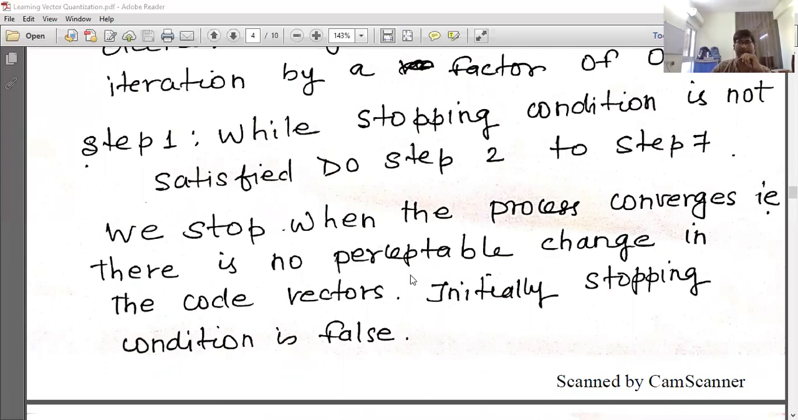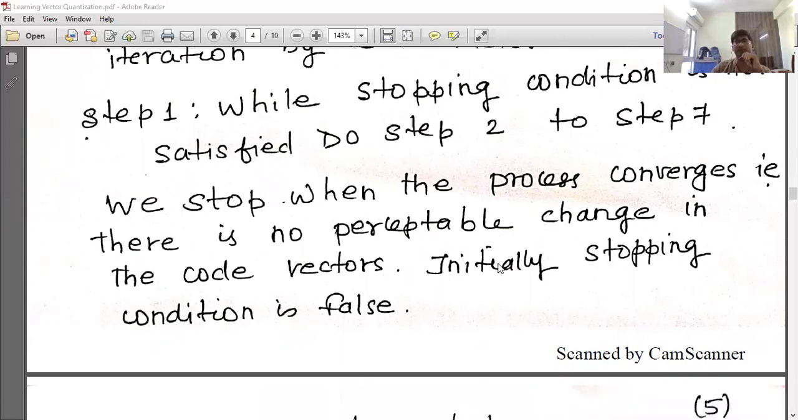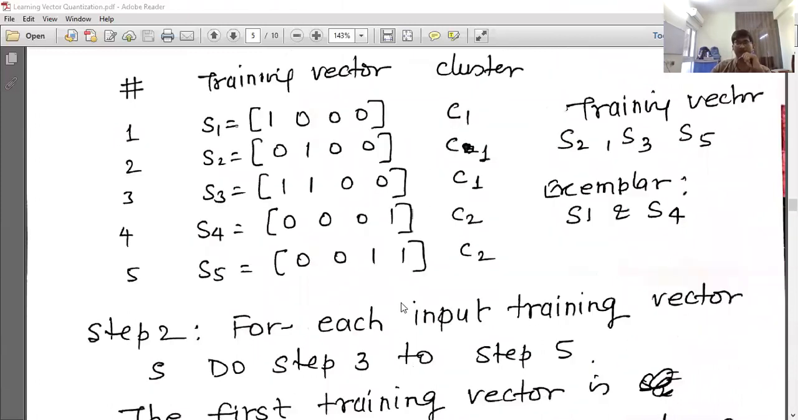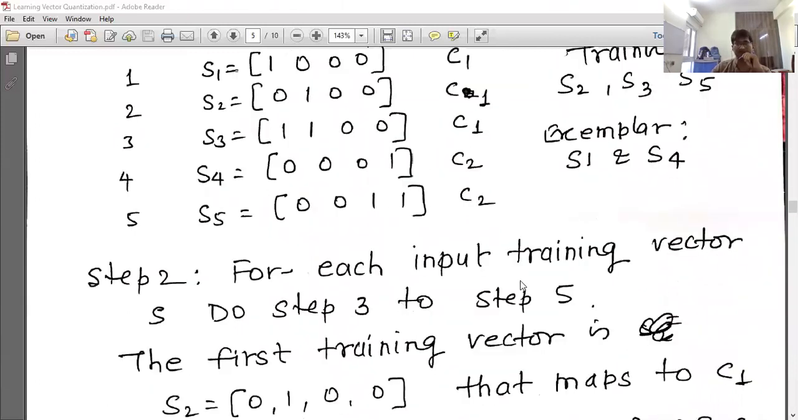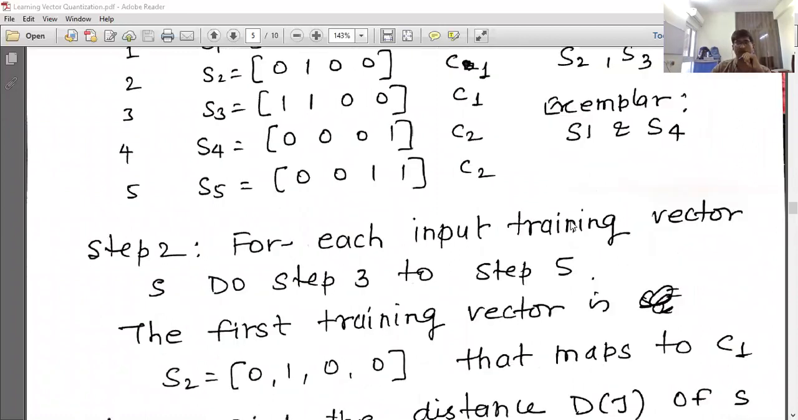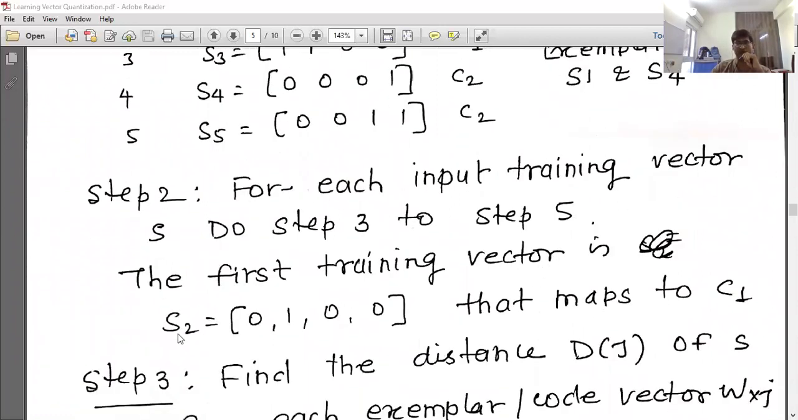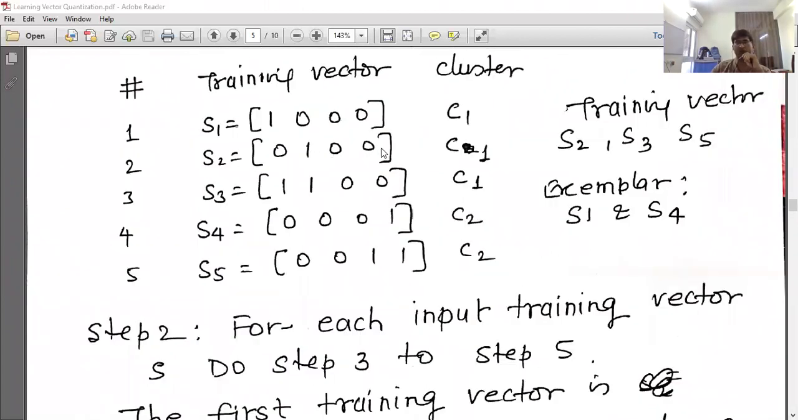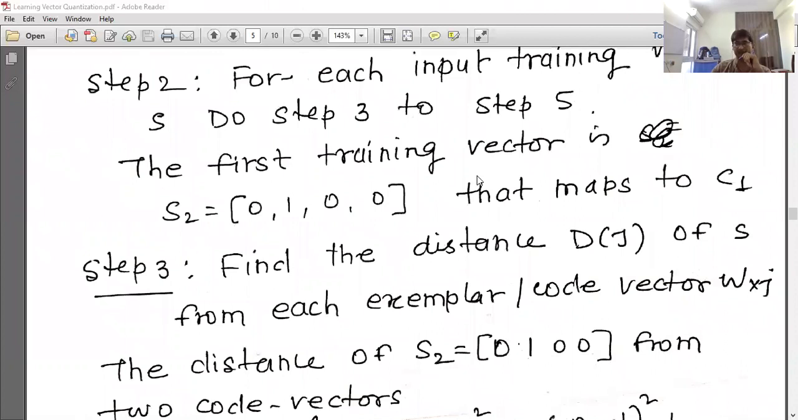So initially, definitely, the stopping condition is false. So let us start the algorithm. So this is the setup, right? So step 2. Now for each input training pair, we have 3 input training pairs. I hope you remember, that is S2, S3, and S5. These were training pairs, and exemplar codes were S1 and S4. So for each of the training vectors, suppose we start with S2. S2 is what? This one. S2 is 0, 1, 1, 0, 1, 0, 0, and it is mapped to cluster C1. So we are taking this input vector, right? So we have taken the first pattern, all right?